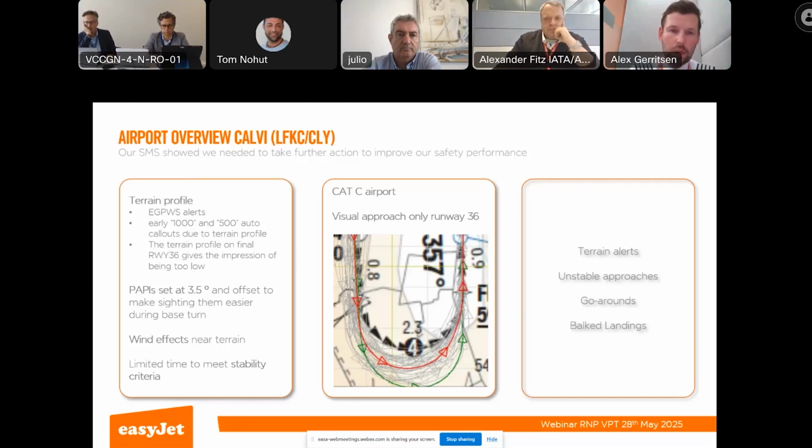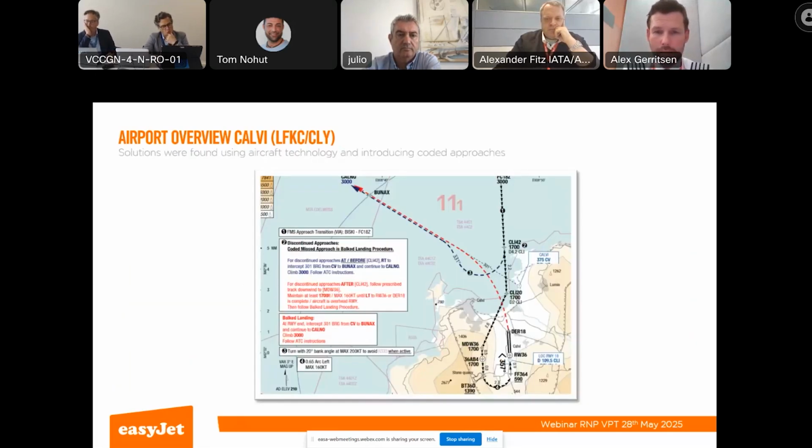So moving on to that, our system took action, and this is the solution we found. In this case, an RNAV visual would be converted into an RNP, which is an approach onto runway 18, and then a coded visual segment all the way down. You can see here by the approach, we have a discontinued approach and a balked landing, as Francisco earlier said, to consider all the what-if cases in case the aircraft or the systems aren't optimum.